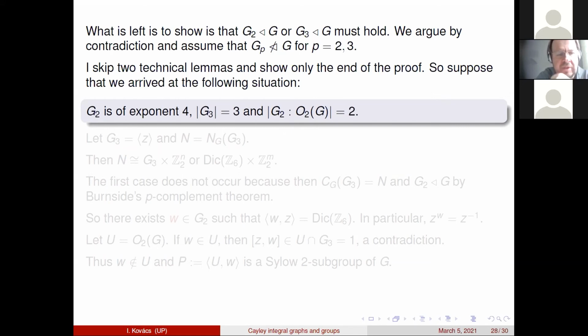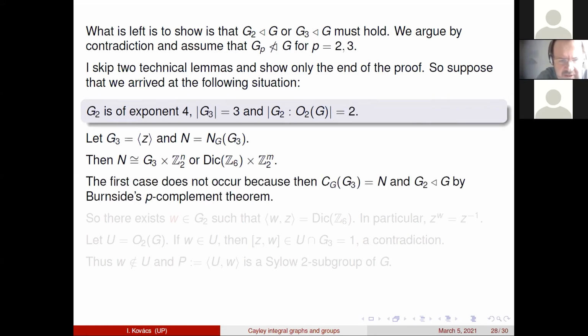So G2 is of exponent 4, G3, the Sylow 3 subgroup, is of order 3, and also the largest normal 2 subgroup has index 2 in G2. So let's write G3 generated by Z, and let's write N to be the normalizer of G3 in G. Then, as we saw before, it's not difficult to show that in that case, two cases can happen. N is either a direct product of G3 with an elementary abelian group, or it's a dicyclic group.